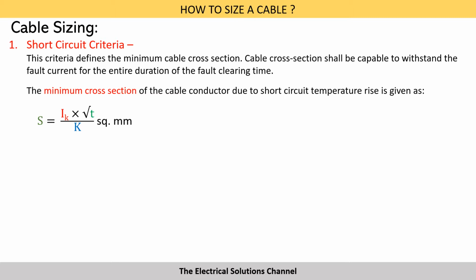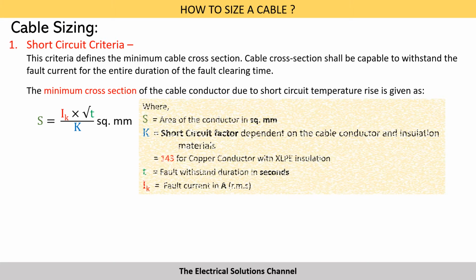S is equal to Ik into root of T by K, where S is the area of the conductor in square mm. K is a short circuit factor which is dependent upon the cable conductor and the insulation material. T is the fault duration in seconds and Ik is the fault current in amps.